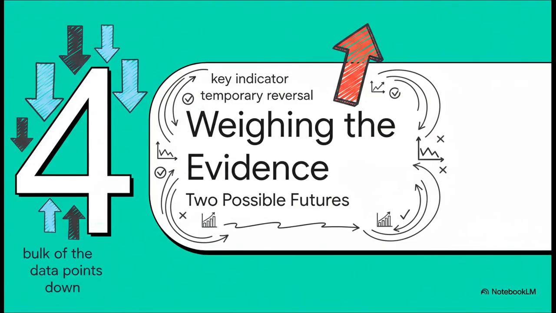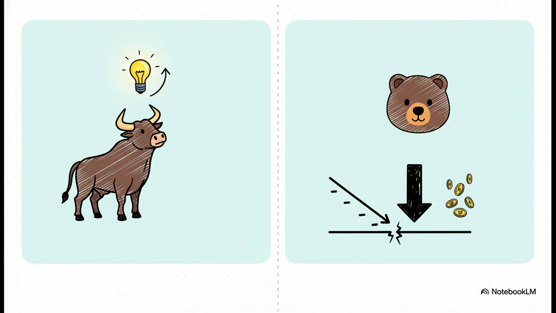So now we have conflicting evidence. Most of the data points down, but one key indicator suggests a possible temporary reversal. This means the analyst has to consider two very different potential futures for this stock. It's a fork in the road. On one side, you've got the bullish case, and it's hanging its hat entirely on that oversold signal, hoping for a bounce. But on the other side, you've got the bearish case, which basically says the dominant trend is in charge and the stock is likely to fall even further.